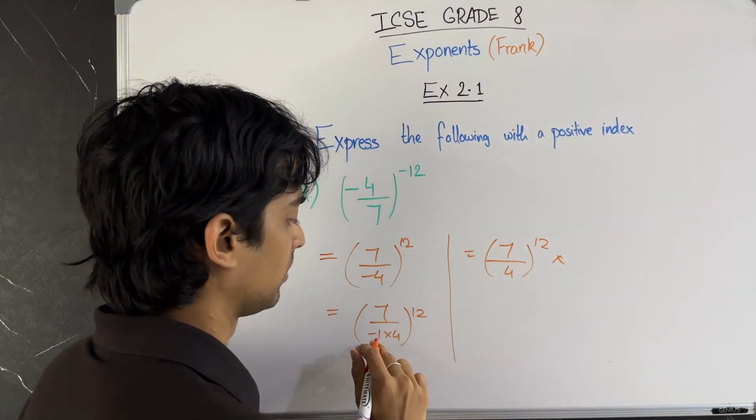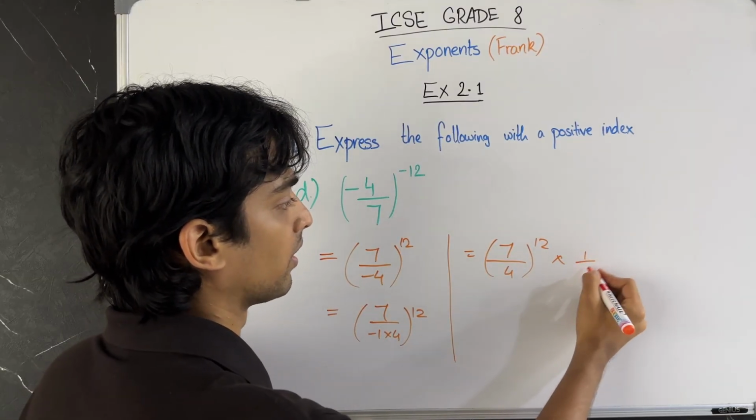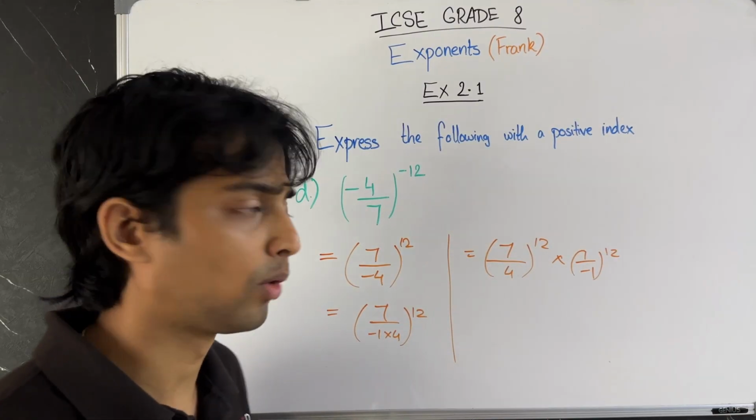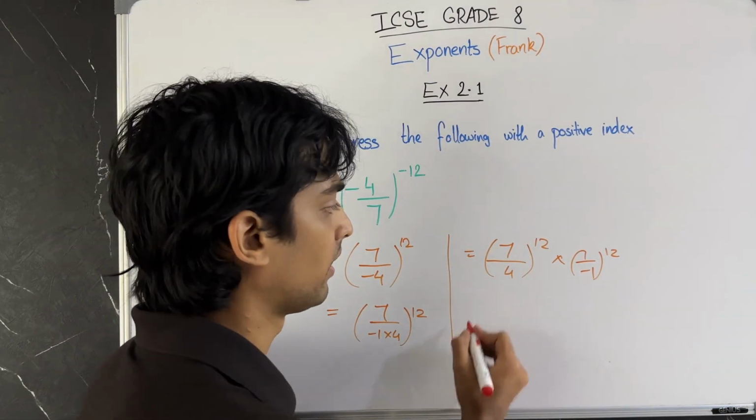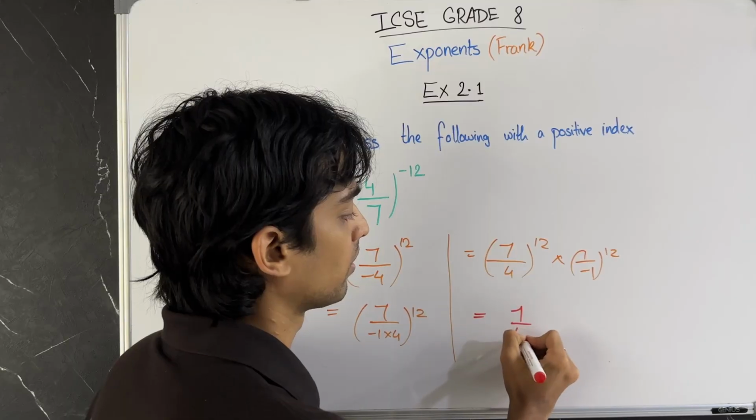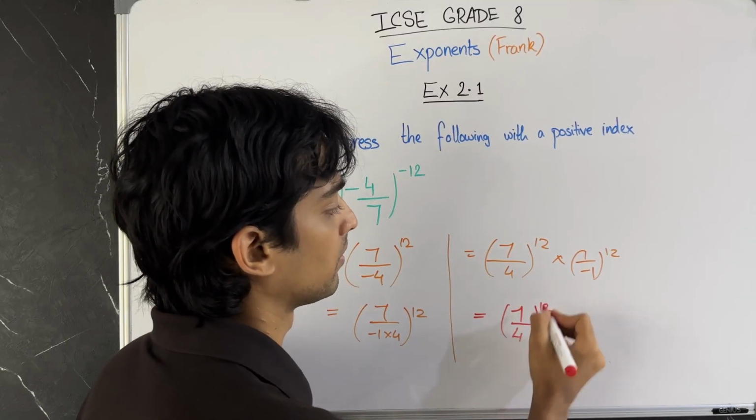into this minus 1 comes out, 1 upon minus 1 the whole raised to 12. Now negative 1 with an even power will be 1. So this whole thing becomes 1. The final answer will be 7 upon 4 the whole raised to 12.